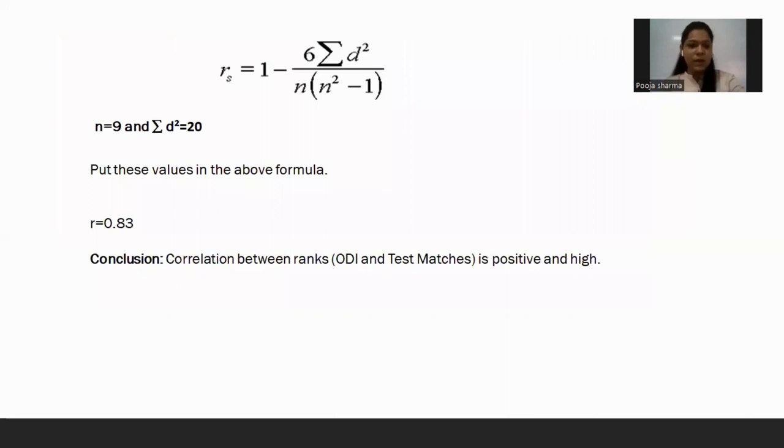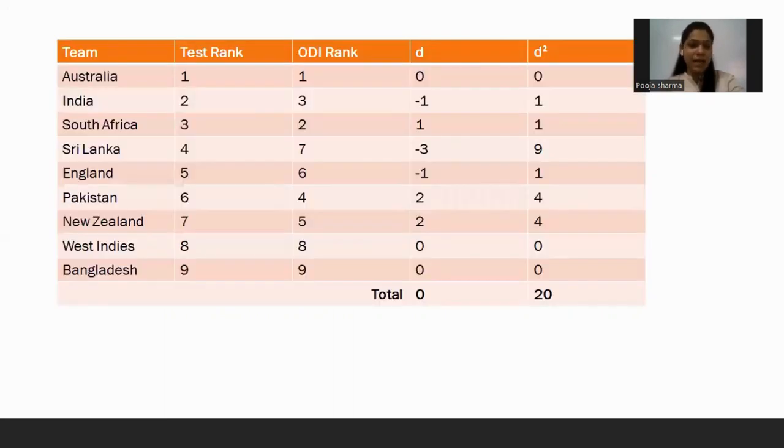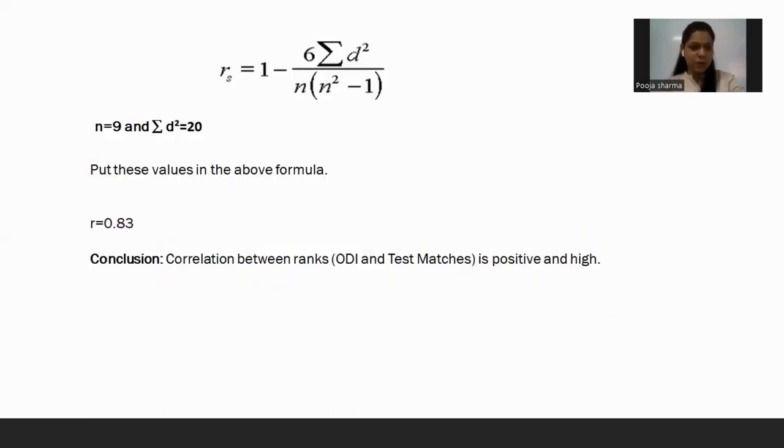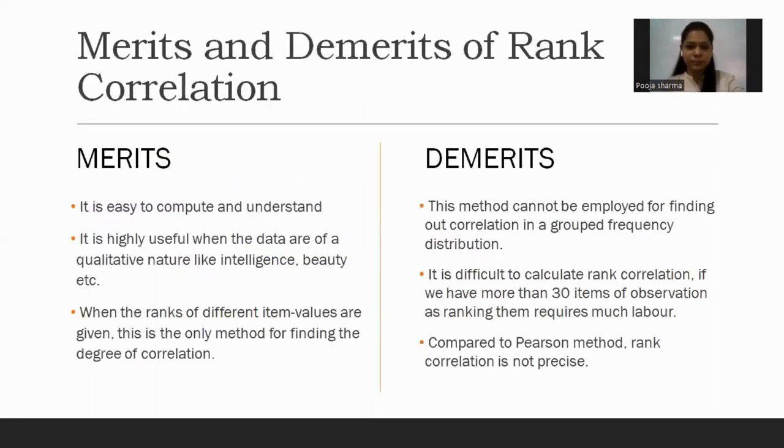Now, we put these values in the formula. As we know, n is the number of observations. We have 9 teams, so here the value of n is 9 and summation of d square is equal to 20. If we put these values in the formula, we find that the value of Rs is equal to 0.83, and we conclude that there is a high positive correlation between the ranks of ODI and test matches.